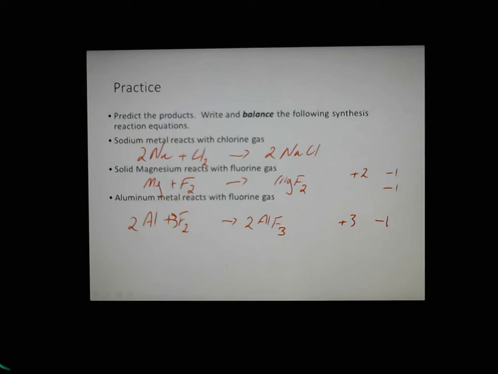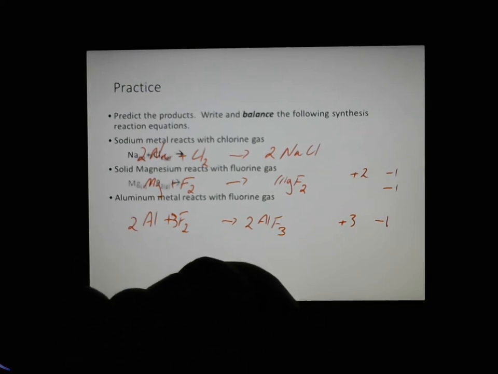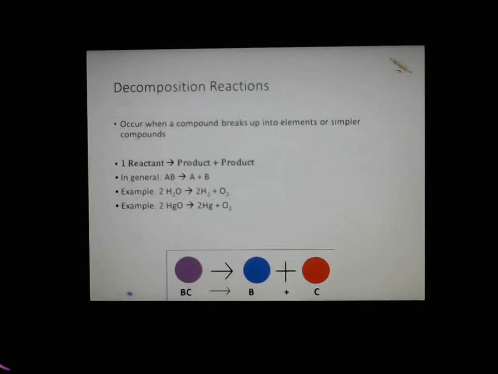If your compounds are wrong, you won't be able to do it at all. So, let's move on. Oh, it was actually there written underneath it. I forgot all about that. Let's just skip forward. So, our second one is called decomposition.